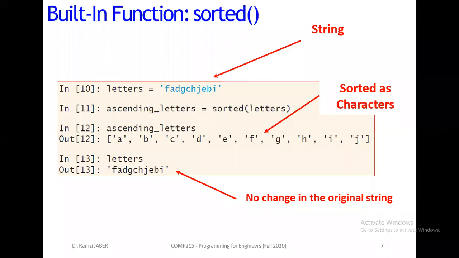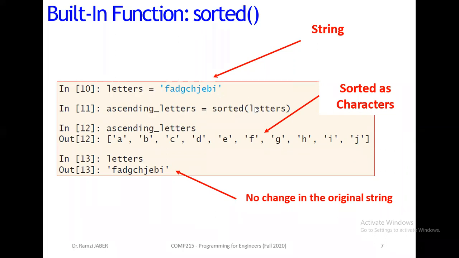Also, we can sort a string. We can make conversions with the same sorted built-in function, from a string to a list. Example here: if you have a variable letters equal word, with word between quotation marks, then we can assign another list called ascending letters equal sorted letters. Now letters is a sequence, it's not a list.